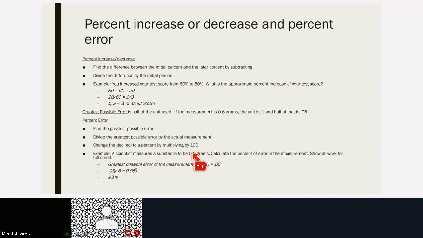And here's an example. A scientist measures a substance to be 0.6 grams. Calculate the percent of error in the measurement. Show all your work for full credit. The greatest possible error we've already discussed. Half of 1/10 is 5/100ths. Putting that over my actual measurement, 0.6, results in 0.083 repeating. And if I multiply that decimal by 100, I end up with 8.3%.